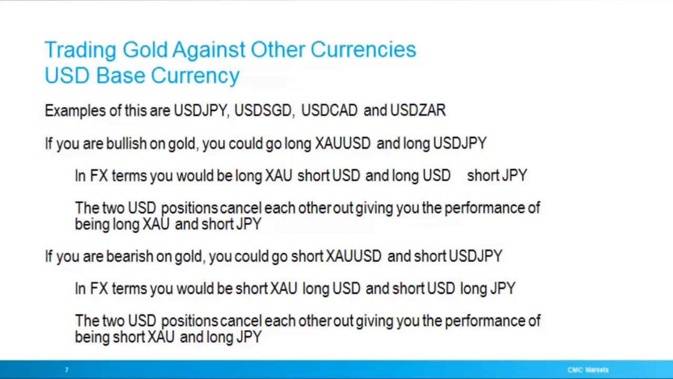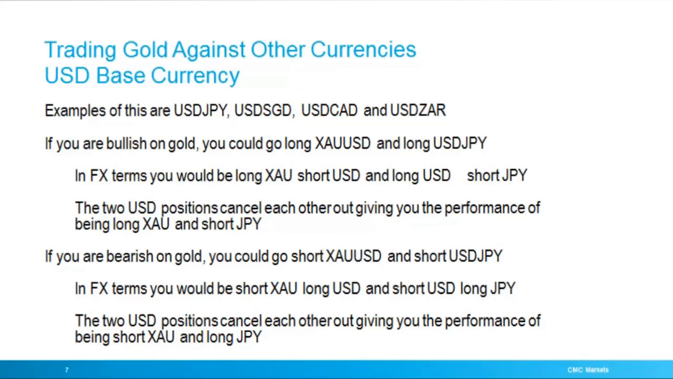And looking at this in FX terms, the first contract would be long gold, short the US dollar. The second contract would be long the US dollar and short the yen. If you then notice, you'll have a long position in US dollar and a short position in US dollar, so they cancel each other out, leaving you with the performance of being long gold and short the yen.